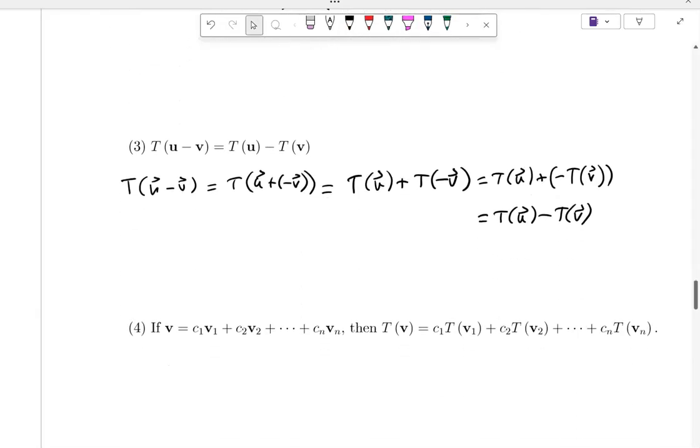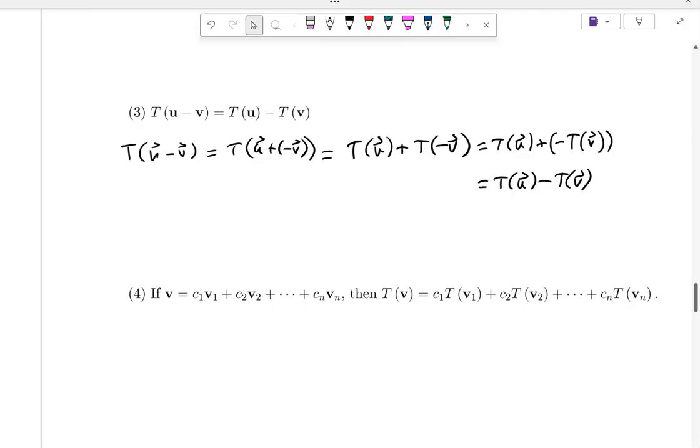All right. Let's look at this last one. This last one's important because it's going to lead into the stuff that we're going to do in the next couple of sections, actually. If I have our vector v as a linear combination of the v1, the v2, and the vn, then applying the transformation to v is also just a linear combination of the transformation applied to each of the v sub i's. Okay.